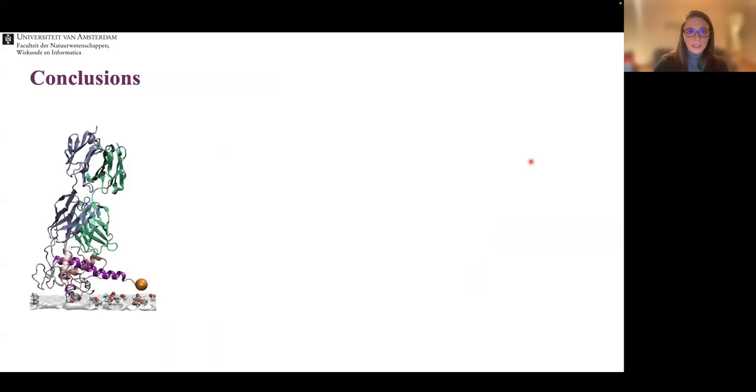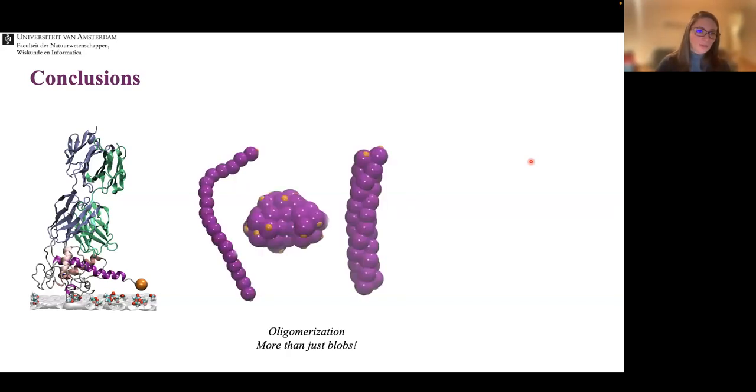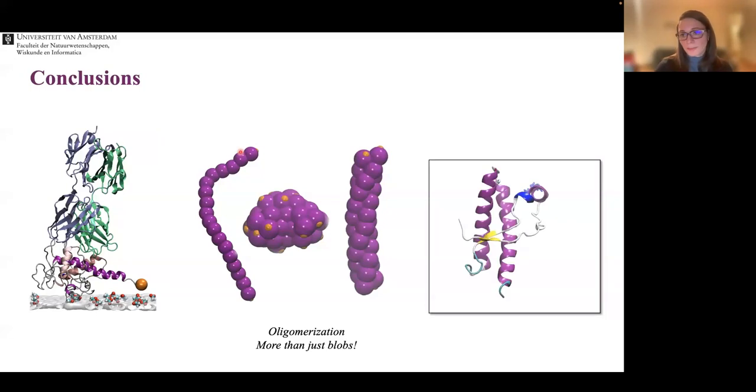Now with this, I hope I have shown to you very quickly our latest results on the interaction and the effects of antibodies on the cellular prion protein and its interaction with the membrane. I hope I convinced you that oligomerization is more than just blobs. And unfortunately, time didn't allow me to tell you more about our more exciting results, but maybe at the next edition at some point next year.